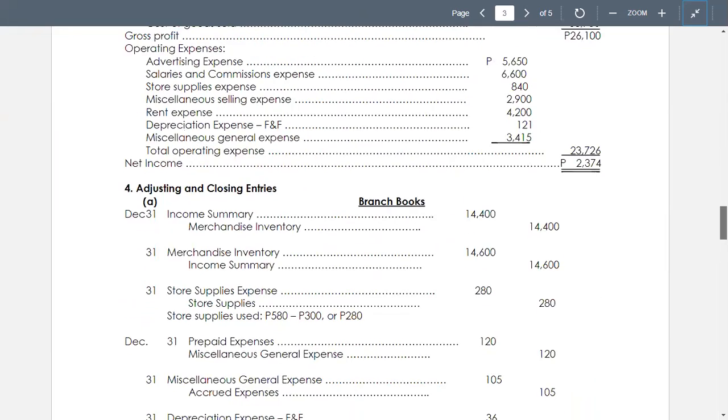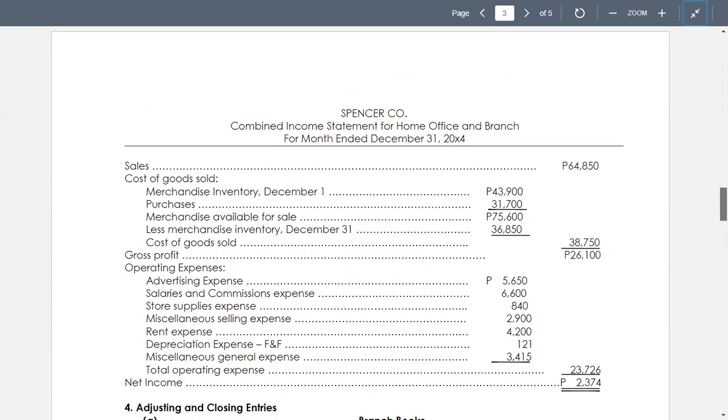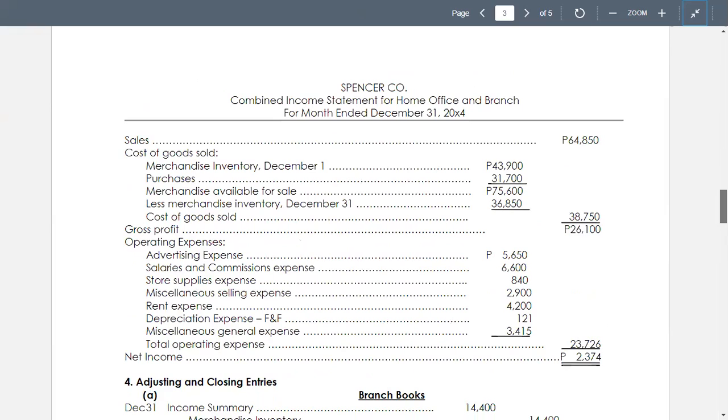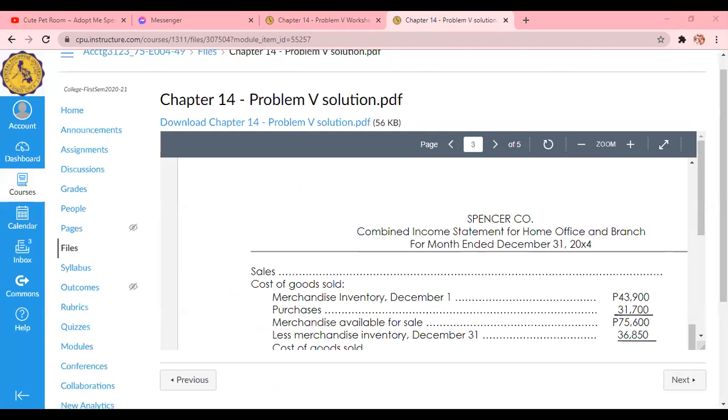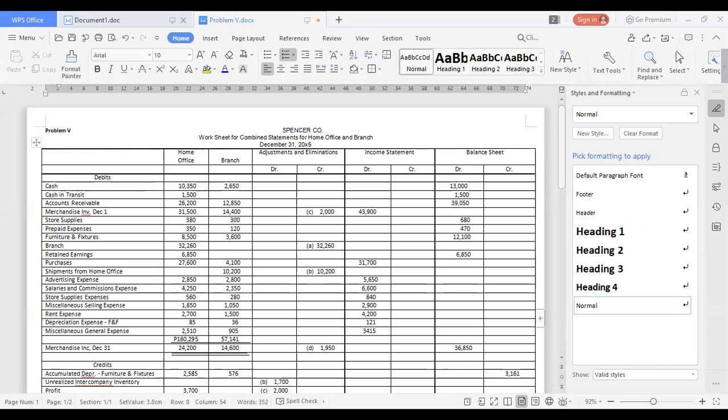1% of 8,500 is 85. That's the depreciation expense of the Home Office. Then also on December 31, the Home Office will debit cash in transit 1,500 and credit branch current. Debit cash in transit and credit branch current for 1,500.